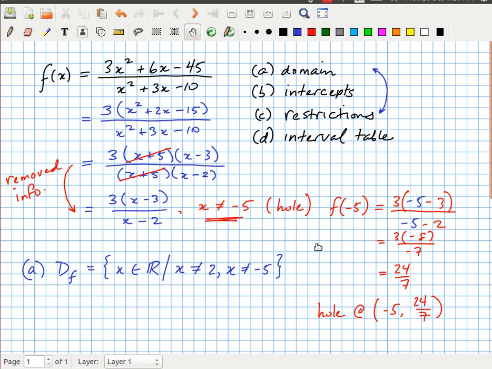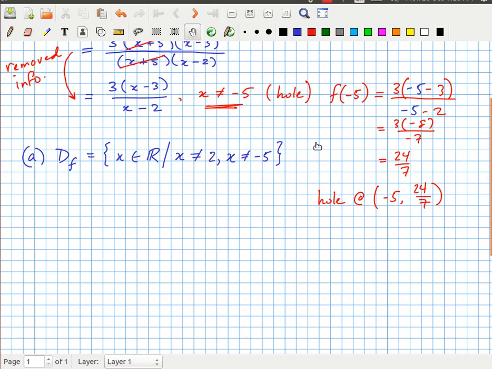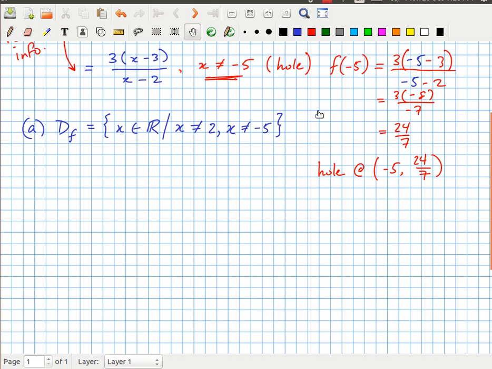Alright, let's go ahead and continue with this. I'm going to keep my simplified function visible. Let's take a look now at the intercepts. The easiest intercept is the y-intercept, and to find it I set my x value equal to 0. Essentially I'm going to find out what f of 0 is, and I'm going to use my simplified function to find this.